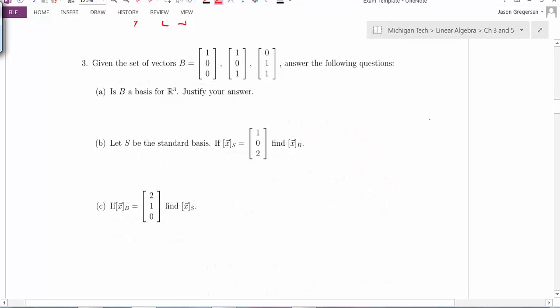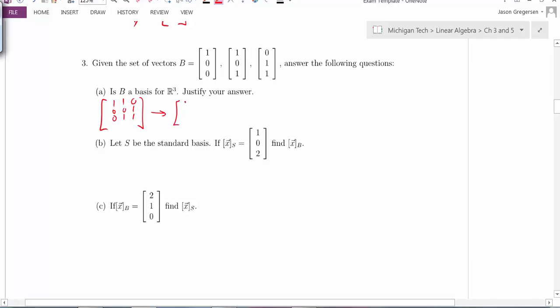All right, question number 3 says, given the set of vectors, answer the following questions. First question, is the set of vectors a basis for R3? To be a basis for a space, I have to show that the set of vectors is linearly independent, and also that they span all of R3. To answer both of these questions, I can simply form a matrix whose columns are these vectors, and then row reduce to REF.